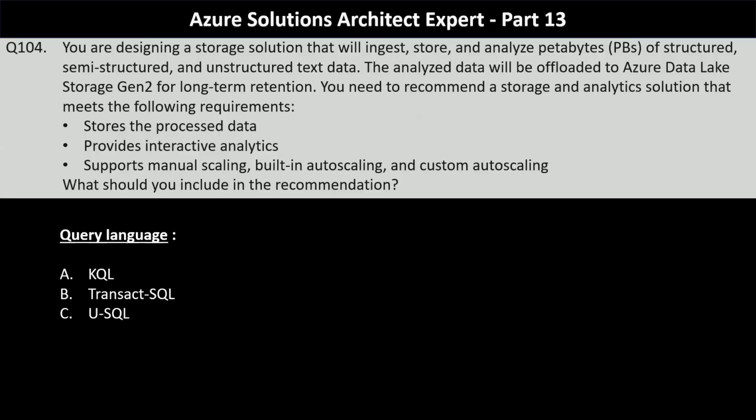Now, the next part of the question is talking about the query language, and your options are KQL, Transact-SQL, and U-SQL. Folks, Azure Data Explorer uses KQL as its primary query language. KQL is specifically designed for interactive and efficient querying of large volumes of structured, semi-structured, and unstructured data. It provides robust capabilities for data exploration, pattern matching, and analytics, making it ideal for real-time insights.